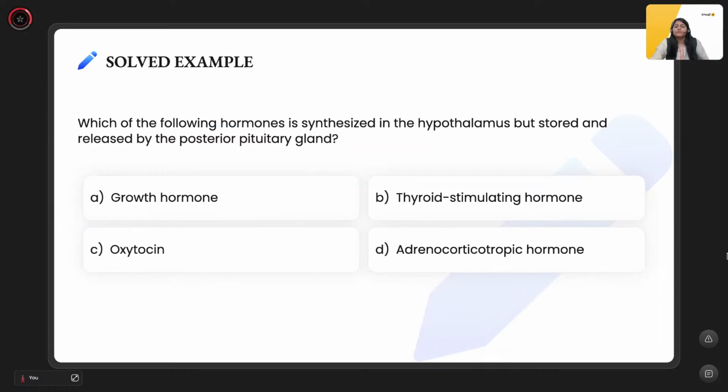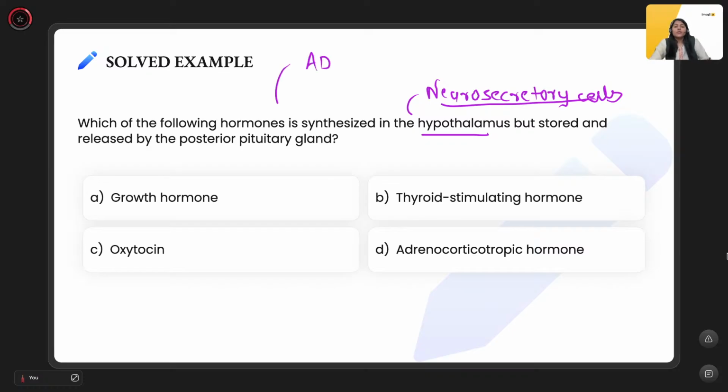Okay, moving on. Which of the following hormones is synthesized in the hypothalamus but stored and released by the posterior pituitary gland? Okay, आपको पता है your hypothalamus has certain cells which are called as neurosecretory cells. आपके hypothalamus के पास neurosecretory cells होते हैं, और ये जो neurosecretory cells होते हैं, they secrete two hormones which are actually stored and released by posterior pituitary gland.